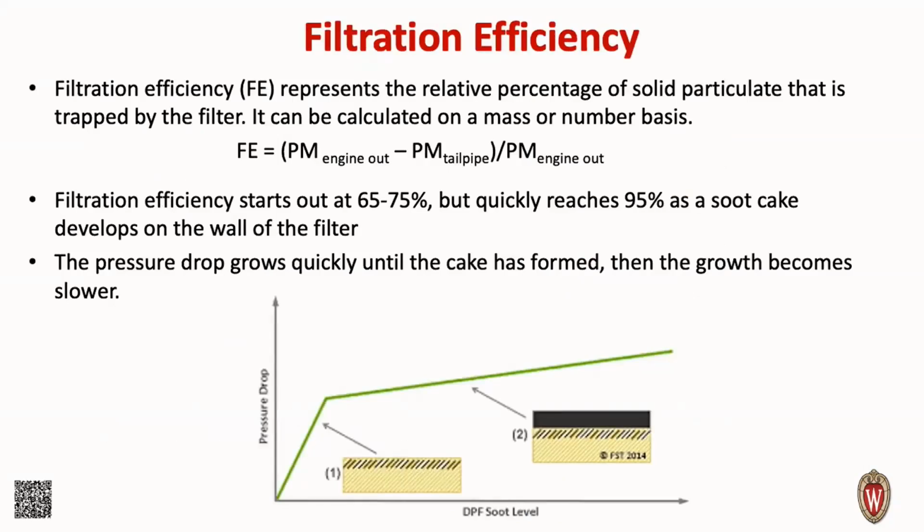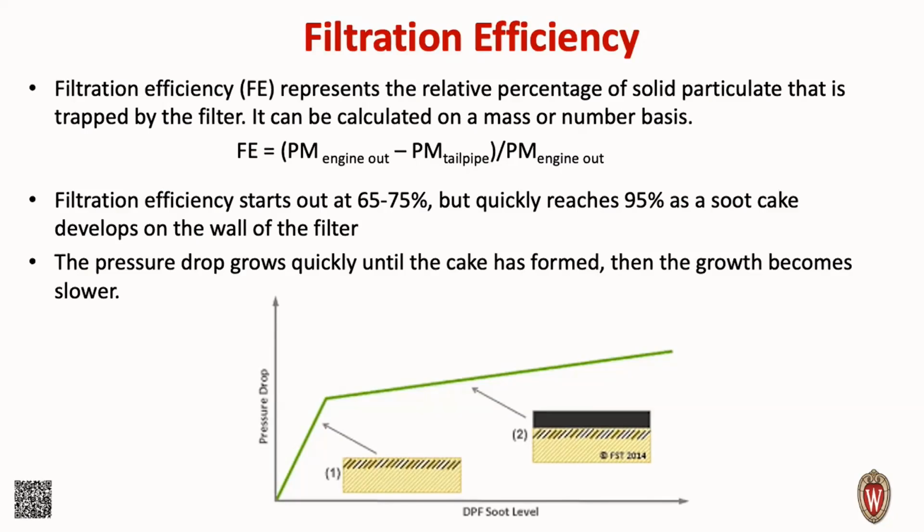So when we talk about filtration efficiency, it's the relative percentage of particles that are trapped by the filter. We can either calculate it on a mass or number basis, and which one you do depends if you're in the US where we like mass or in Europe where they like number. Again, filtration efficiency starts out pretty low, relatively 65-75%, but it quickly reaches better than 95% as you have this soot cake that develops on the wall of the filter.